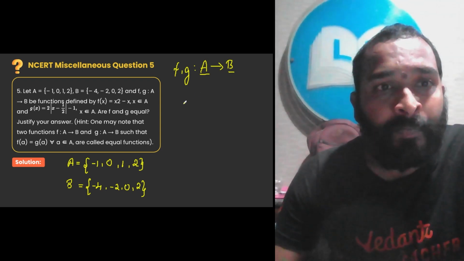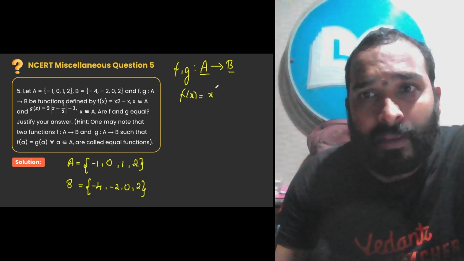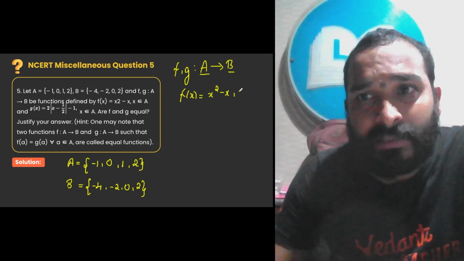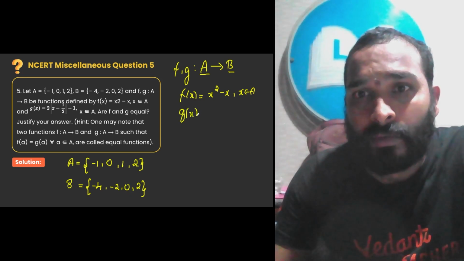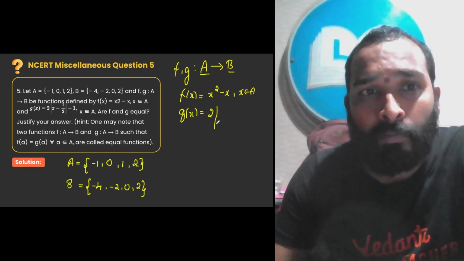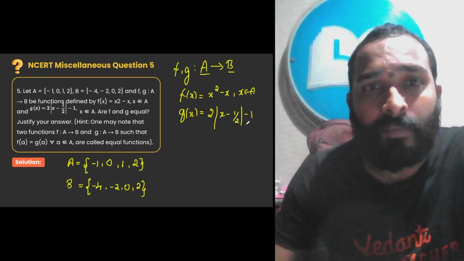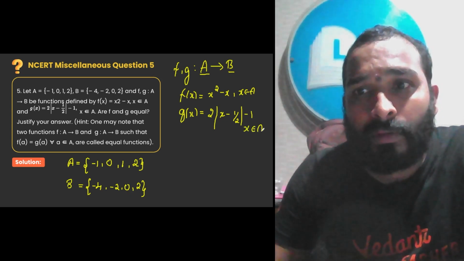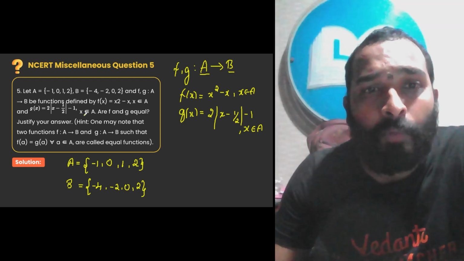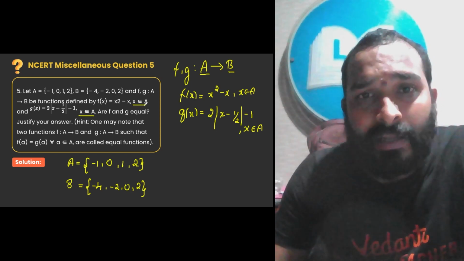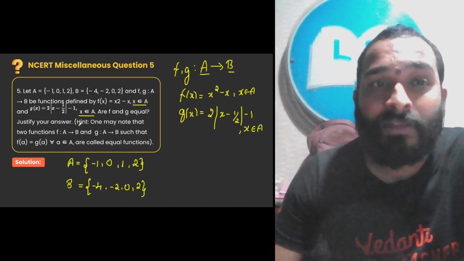Now f of x is given as x square minus x, where x belongs to set A, and g of x is given as 2 times modulus of x minus 1 by 2, minus 1, where x belongs to A. Very important, children, note down the element x for both f of x and g of x belongs to set A. And are f and g equal? That is the question. Justify your answer.